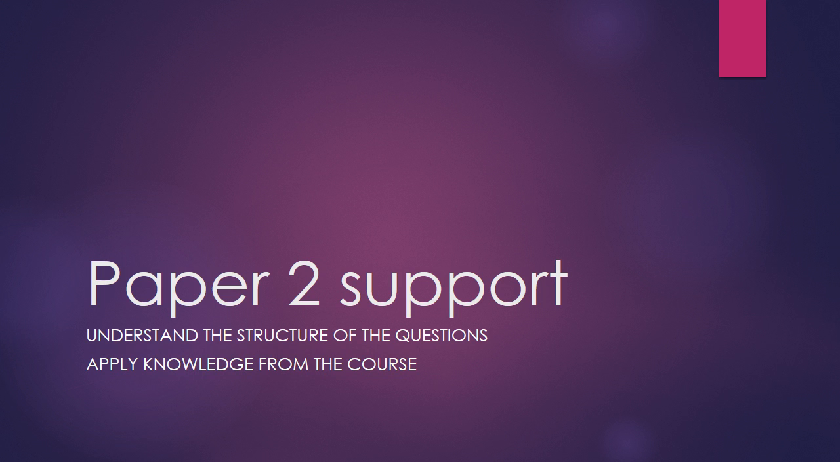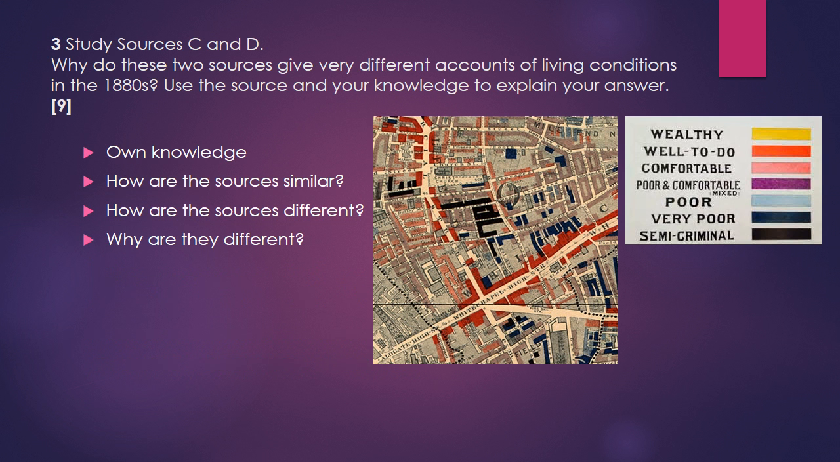Hello there and welcome to the Paper 2 support for question 3, which effectively is the combo source question, looking at two sources. Here's the question. This is again for the 2015 source paper for OCR, and it asks you to look at sources C and D. Why do these two sources give very different accounts of living conditions in the 1880s?